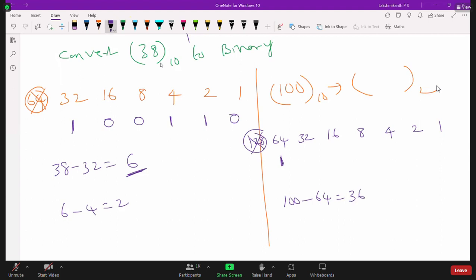Now, 64 is needed. 32 is also needed because of 36. So 1. So 36 minus 32, how much? 4. 4 means 16 is not required, 8 is not required, and 4 is required. So put 1 here. Now 2 is not required, put 0. 1 is also not required, put 0. So what is the binary number? You can write that the binary number is 1100100, base 2. So you can write like this. Hope it is clear.